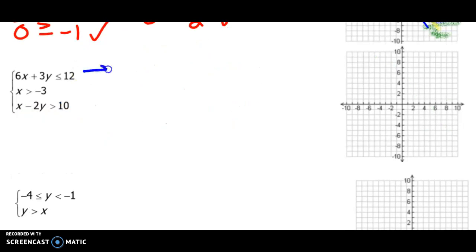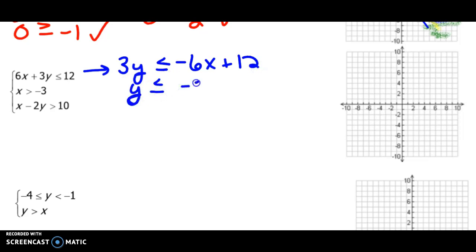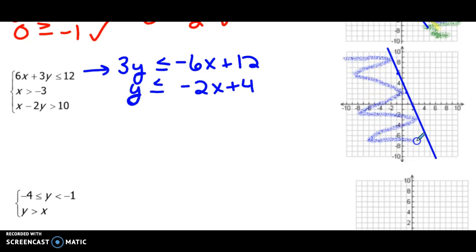In this next problem, again, we need to solve for y. So 3y is less than or equal to negative 6x plus 12, which makes y less than or equal to negative 2x plus 4. So we start with a dot on 4 and go down 2 over 1, or up 2, left 1. Again, we have a solid line because we have an equal sign under there. This is less than, so we would be shading in this region here.